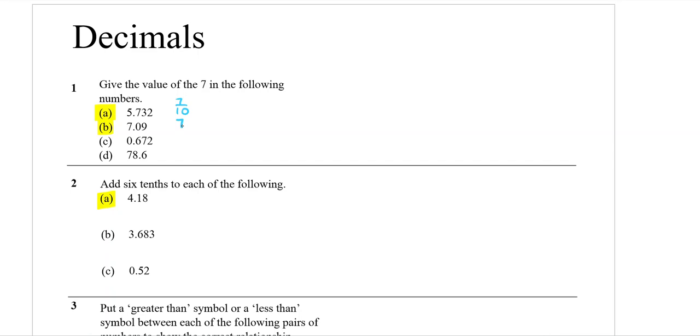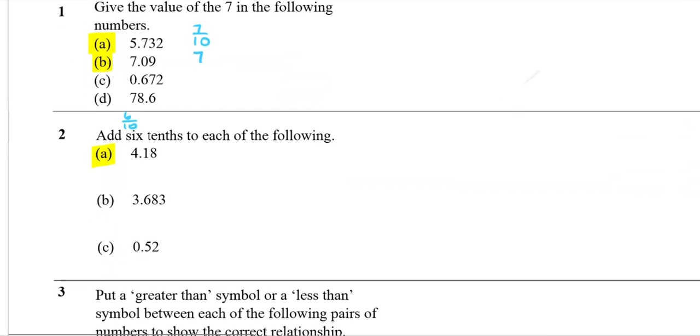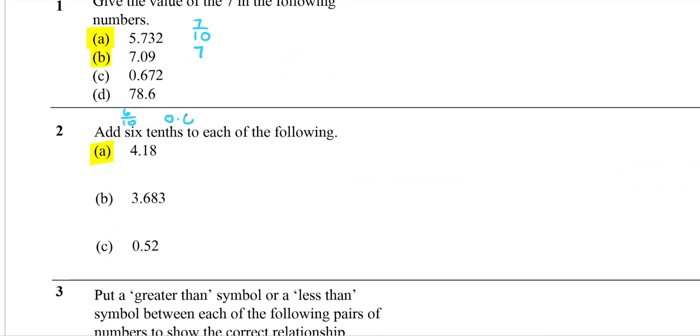Okay. Question 2 says to add 6 tenths to each of the following. Now 6 tenths, you could either write that as 6 over 10 or 0.6. Okay, it wouldn't matter, they're the same thing. One's just the decimal form, one's the fraction form. And you just want to add that to each of those numbers here. So I would just go plus 0.6, or the fraction if you prefer.